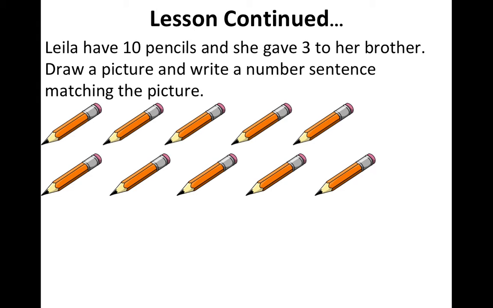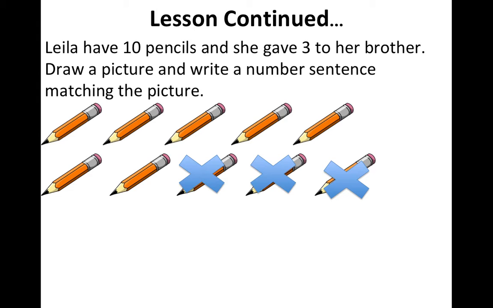So the story goes, Layla has 10 pencils and she gave 3 to her brother. Draw a picture and write a number sentence matching the story. Again, Layla has 10 pencils. She gave 3 to her brother. Draw a picture and write a number sentence to match the picture. So I already drew the picture, which is my 10 pencils, and she gave 3 away. So I'm going to put X's on the 3 to show that she gave 3 away.